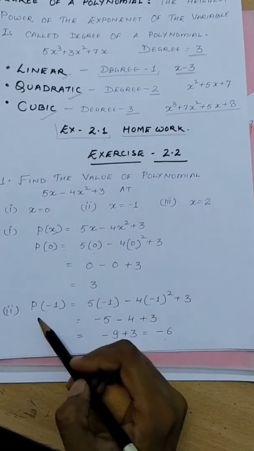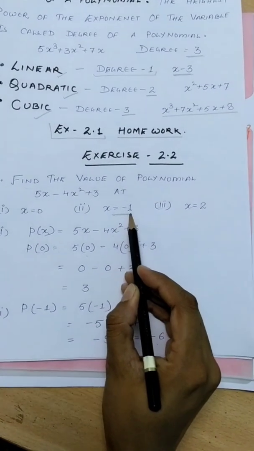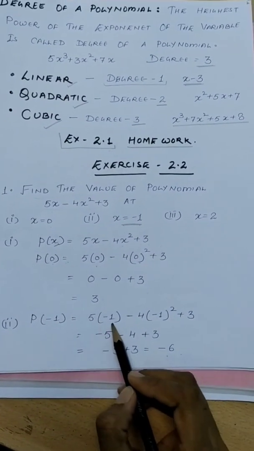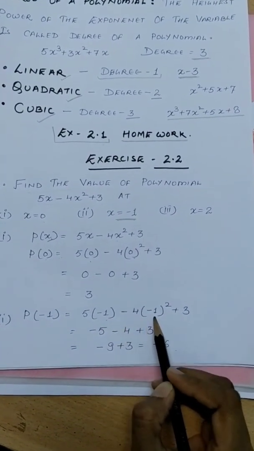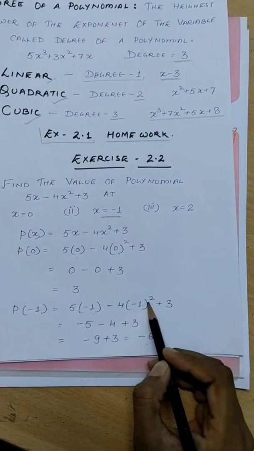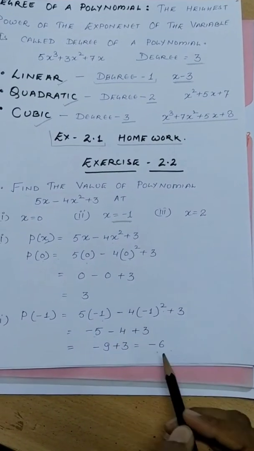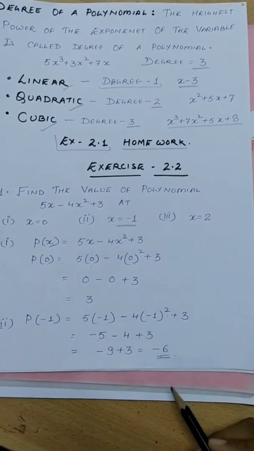Now in second part, p of minus 1, because x is equal to minus 1 now we are putting here. So 5 times minus 1 minus 4 times minus 1 whole square plus 3. When you do the square of minus 1, it will become plus 1. So minus 5 minus 4 plus 3 and the answer will come minus 6.